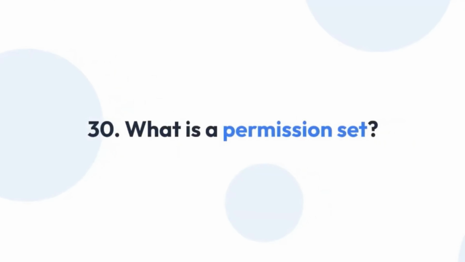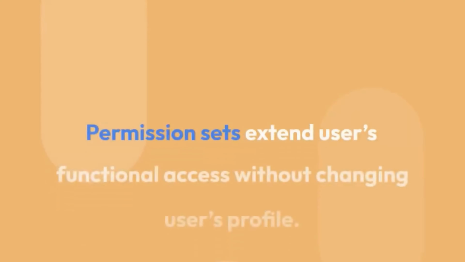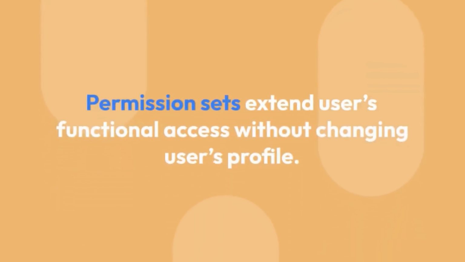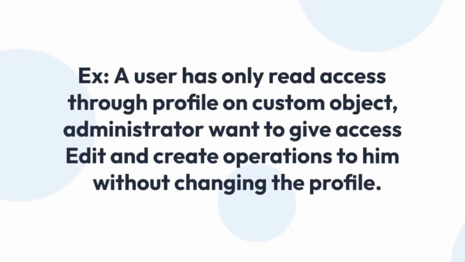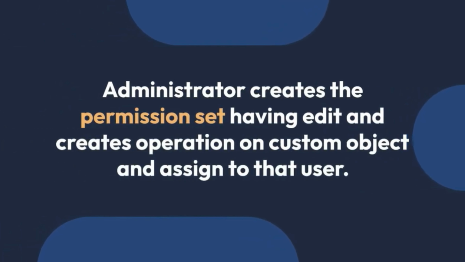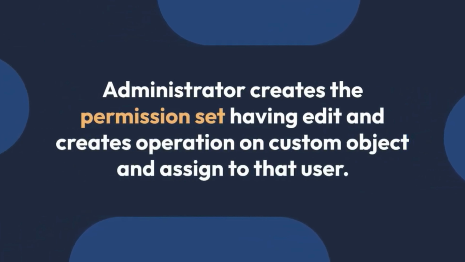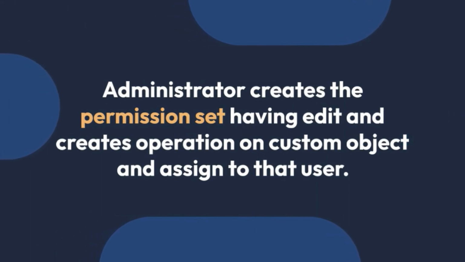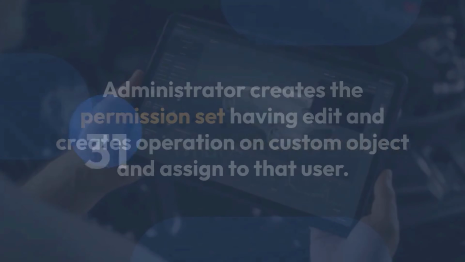30. What is a permission set? Permission sets extend users' functional access without changing the users' profile. For example, a user has only read access through the profile on a custom object. The administrator wants to give edit and create access to him without changing the profile. The administrator creates a permission set having edit and create operations on the custom object and assigns it to that user.